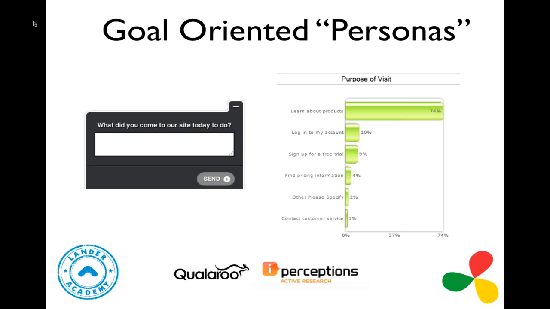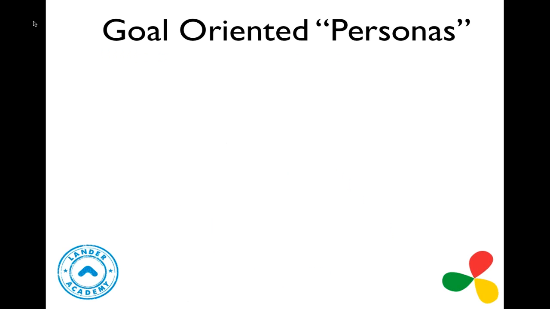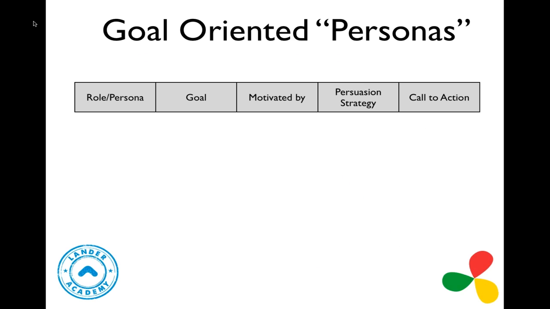So to work with goal-oriented personas, my first recommendation is to start with one of these surveys, okay? Visit purpose. Then, once you do this, you should populate a table like this, okay? Role, goal, motivation. Of course, you don't have this info because we are assuming that we don't have the resources to interview our customers.